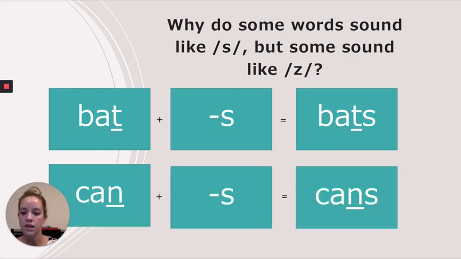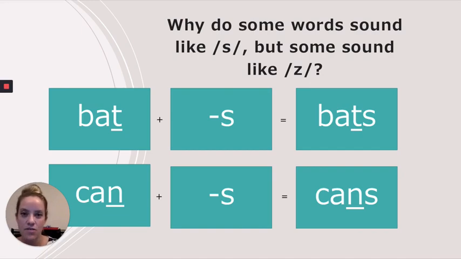Okay, now let's look at can. Let's look at this final letter, this sound that the N makes, and let's see if that's voiced or unvoiced. That's a voiced sound. So when we read our derivative, cans, it sounds like a Z. So that is why sometimes when you have the suffix S on the end of the word, because if that base word ends in a sound that is voiced, it's going to sound like a Z. It's pretty cool, and I would highly recommend teaching someone about that.